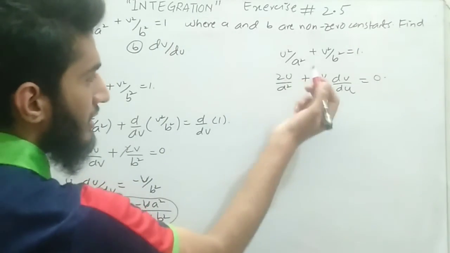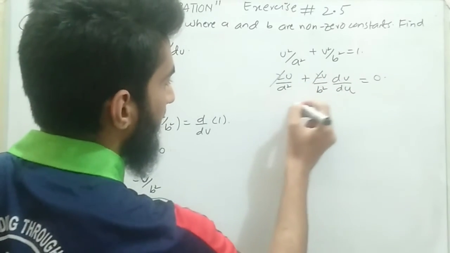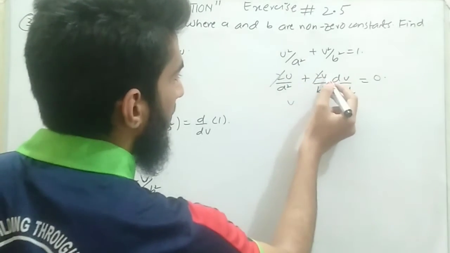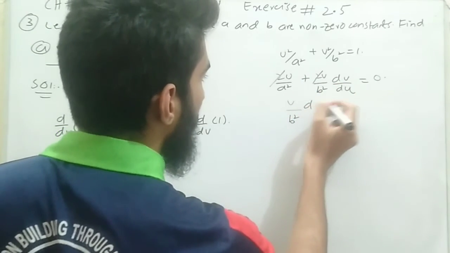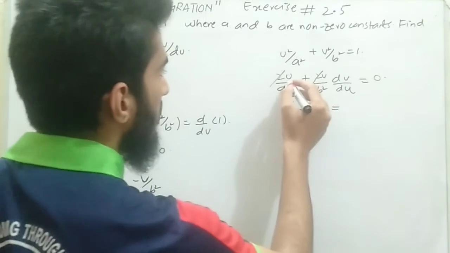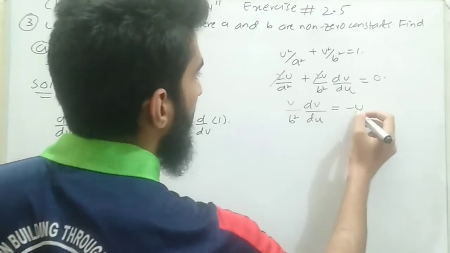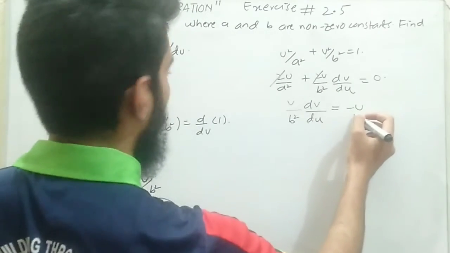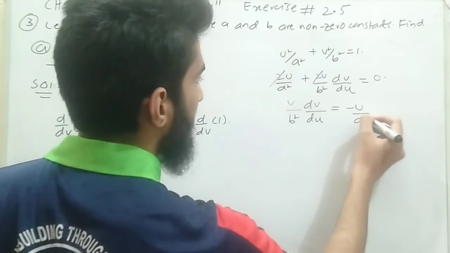Now first we are going to cancel out 2 with each other, so shift u divided by a square to the right hand side, so it becomes v divided by b square dv by du will be equal to, this is u by a square, so it will shift to the right hand side, it becomes minus u divided by a square.